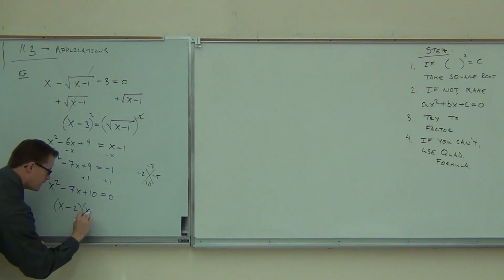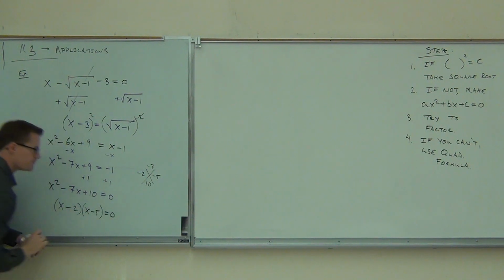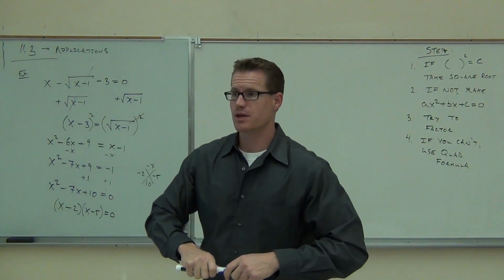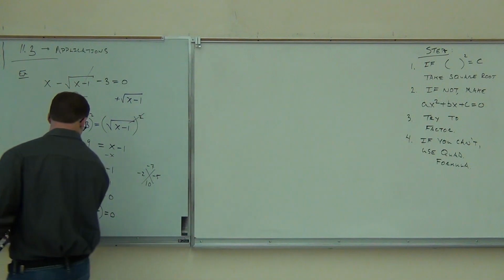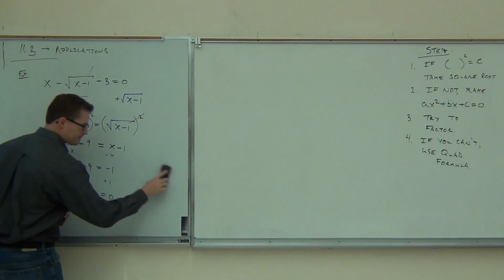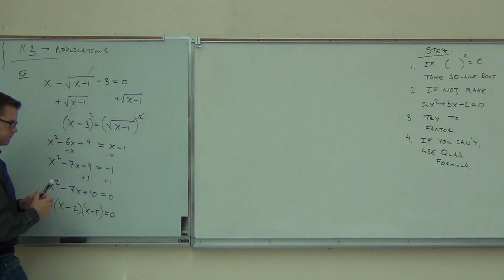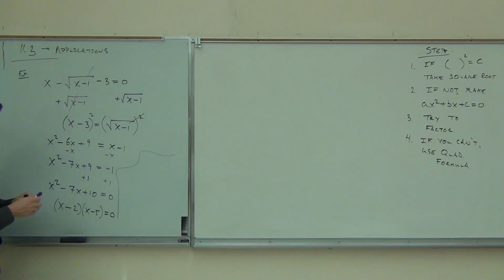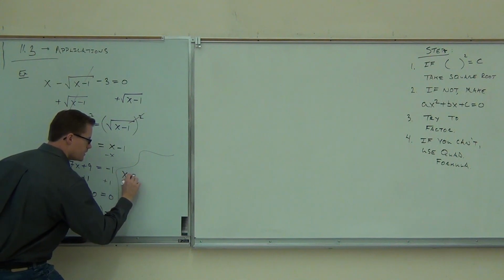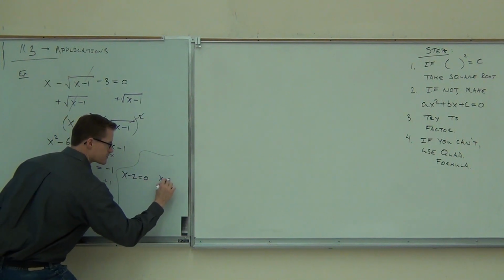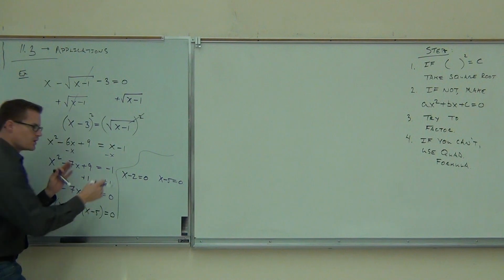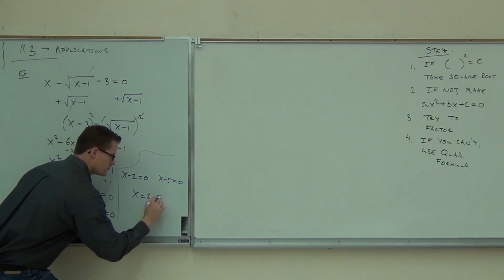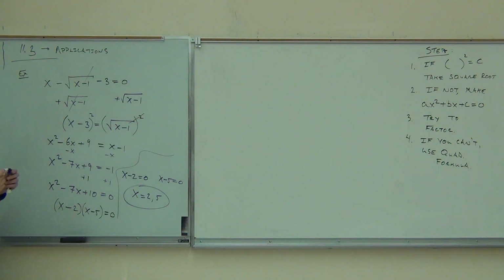x minus 2, x minus 5 equals 0. Hey, are we done? No. We are almost done, though. What are you going to do now? Zero product property. Yes, that's right. So we're going to do the x minus 2 equals 0, x minus 5 equals 0. We set both of those equal to 0. We add 2, we add 5. We get x equals 2 and 5.